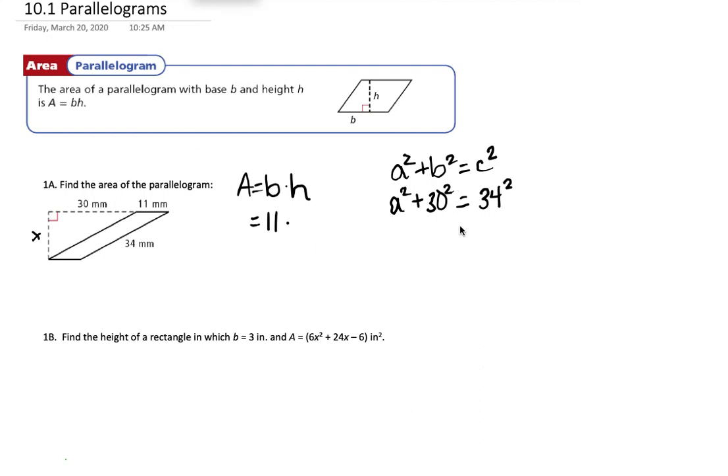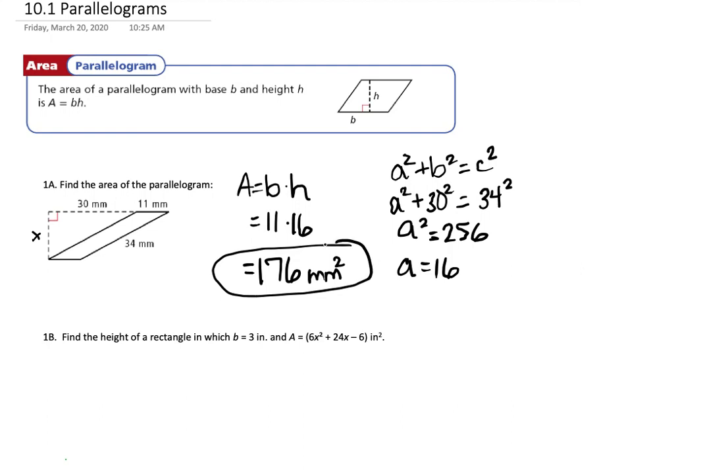When I solve by subtracting my 30 squared, I get that a squared equals 256, which means a is 16, the square root of 256. So when I plug in my 16 for my height, and I just take 16 times 11, I'm going to get 176. So the area of this parallelogram is 176 meters or millimeters squared.